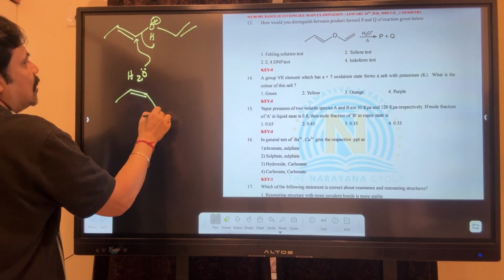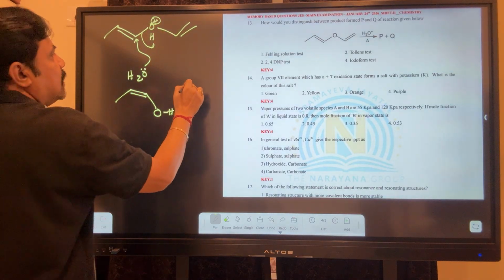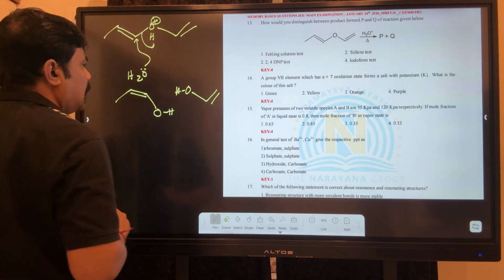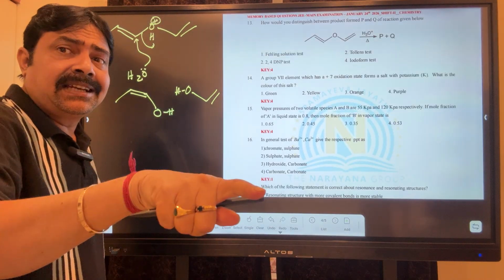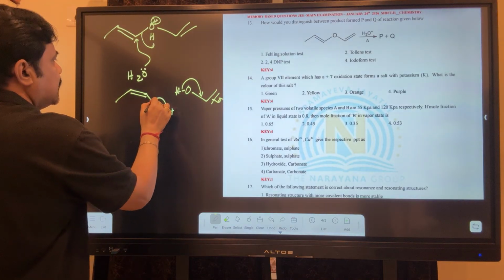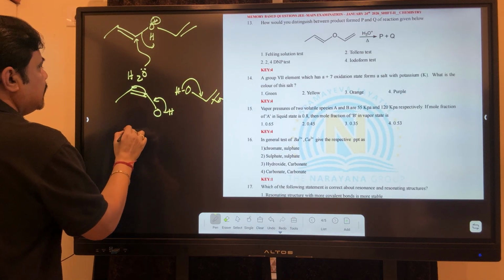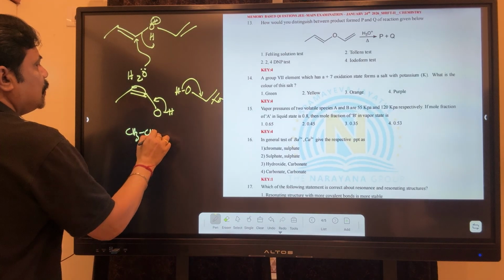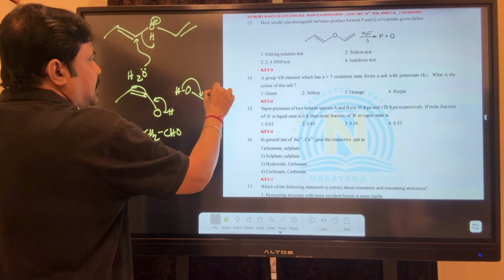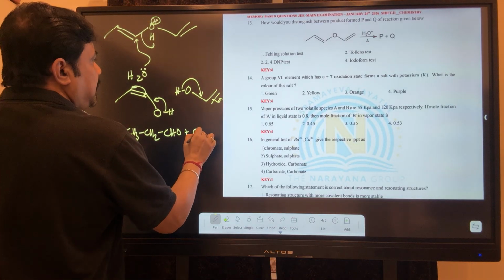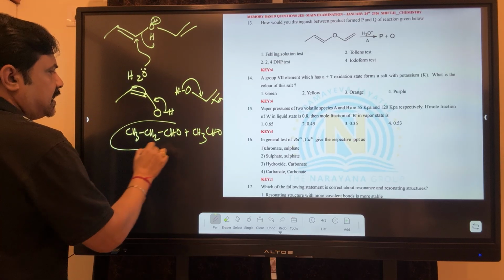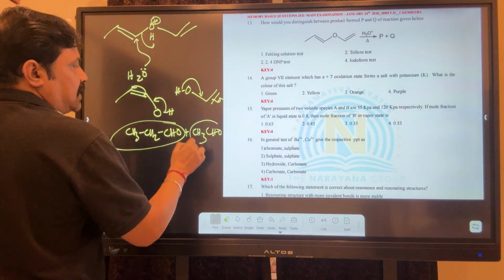That means you will get OH like this, and OH is already there, and here you will get a double bond. Now this is an enol form. Enol will undergo tautomerism to get the keto form, so that's why you get keto-enol tautomerism. Then what will you get? Here you will get CH3CH2CHO, and over here you will get CH3CHO. Now if you look, you are getting CH3CH2CHO and CH3CHO.